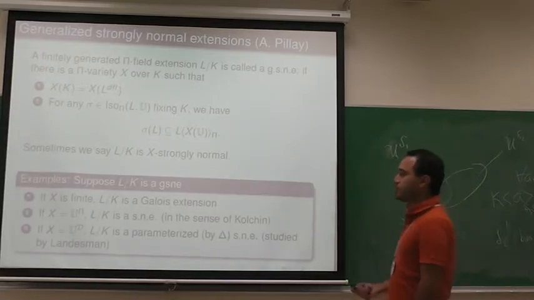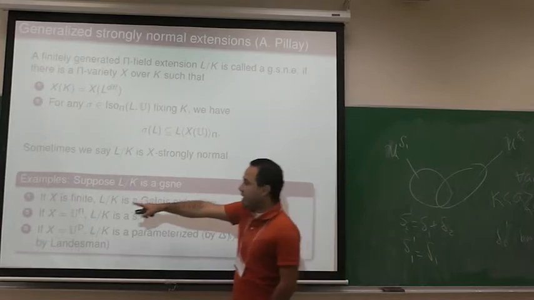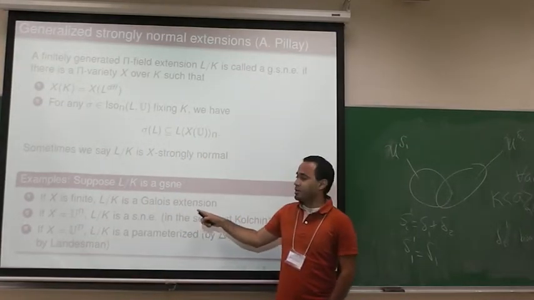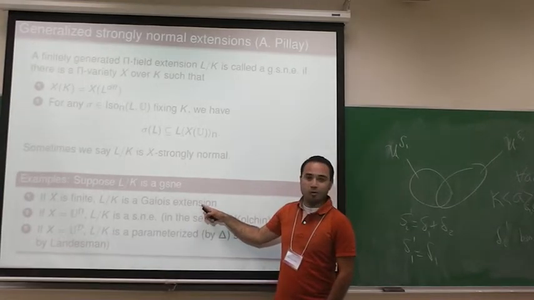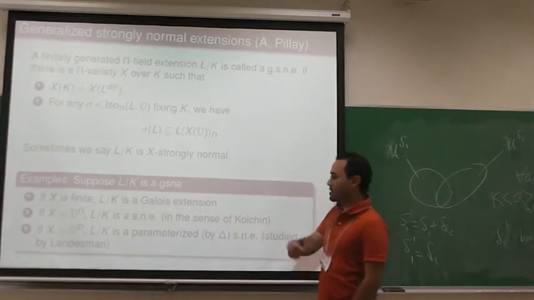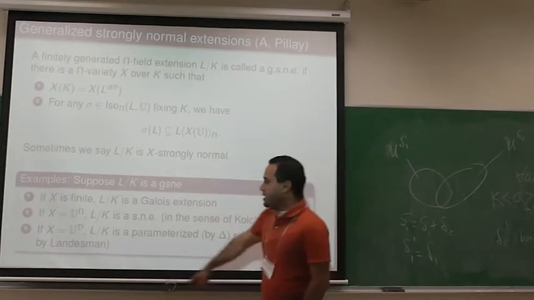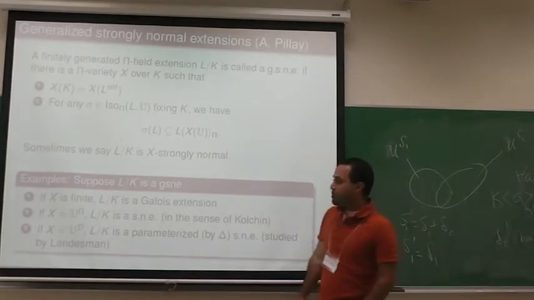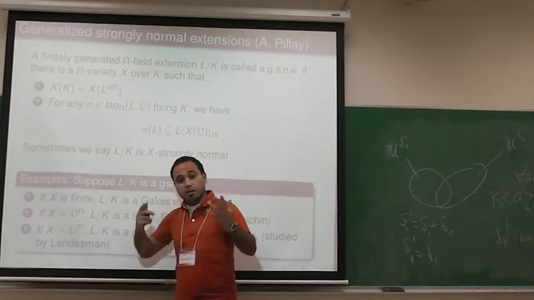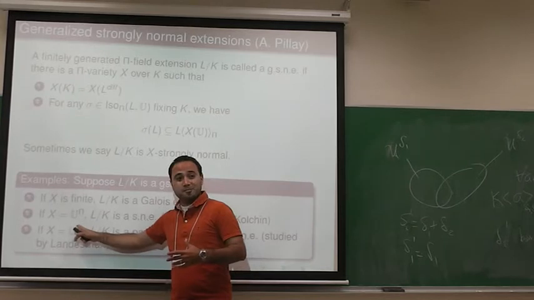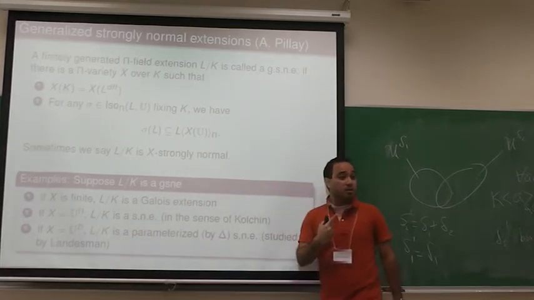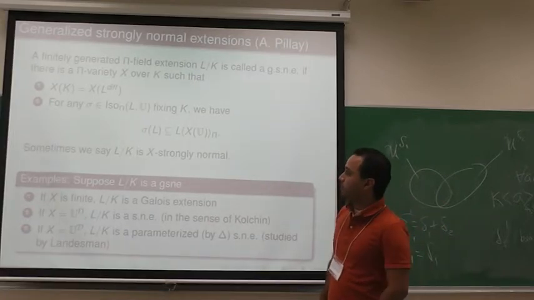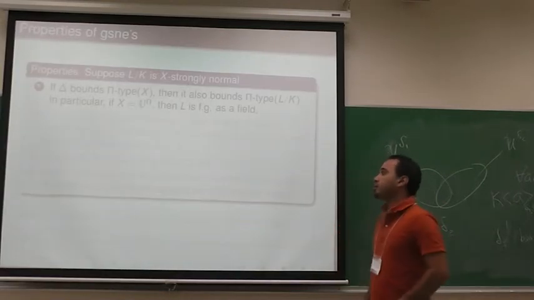And so as I said, suppose my differential algebraic variety is finite, then you actually get Galois theory from undergrad. It's a finite extension which is normal. If this is a constant, you get Kolchin's strongly normal. If X is not all the constants, but some constants, then you get parameterized strongly normal extensions. This is the general setup.